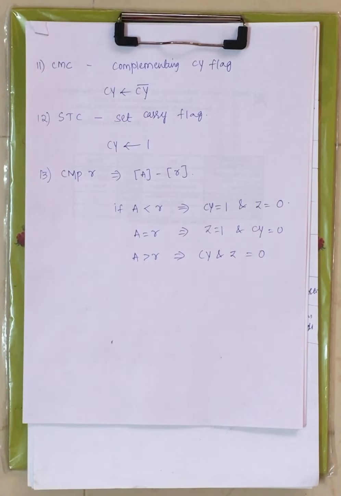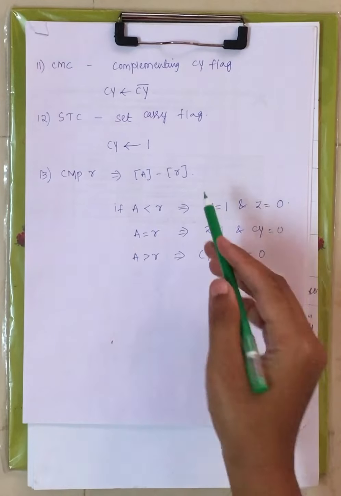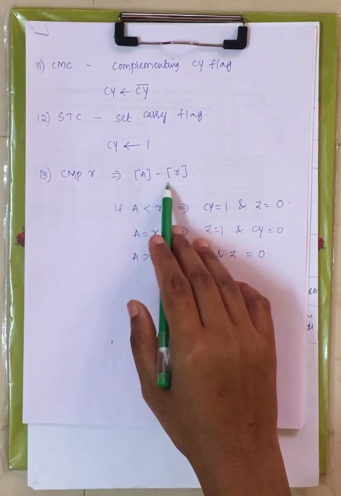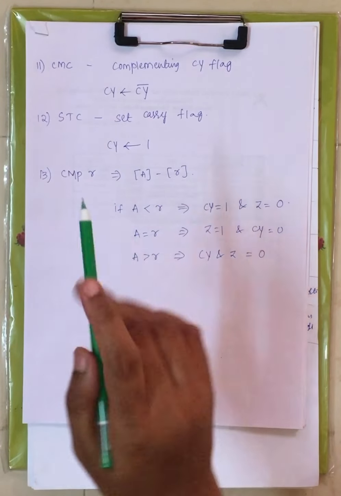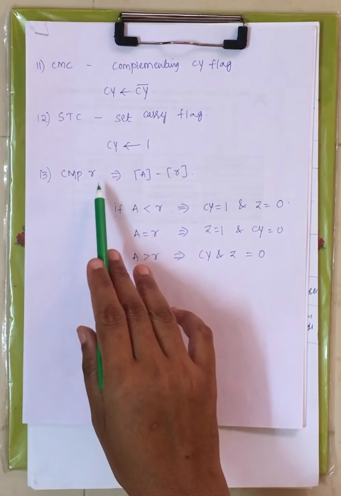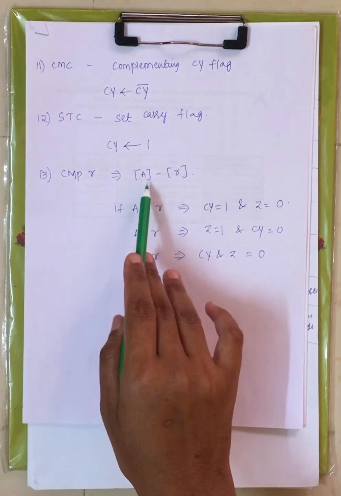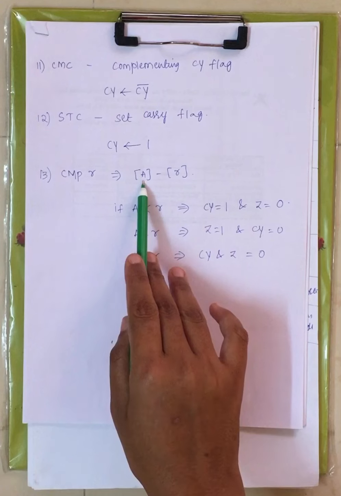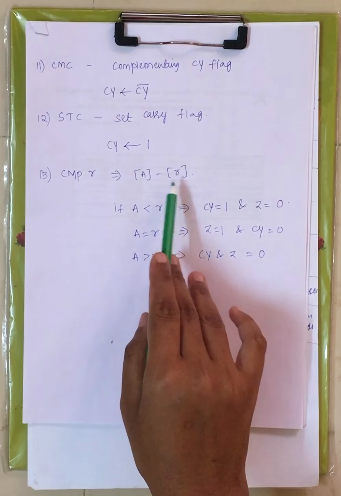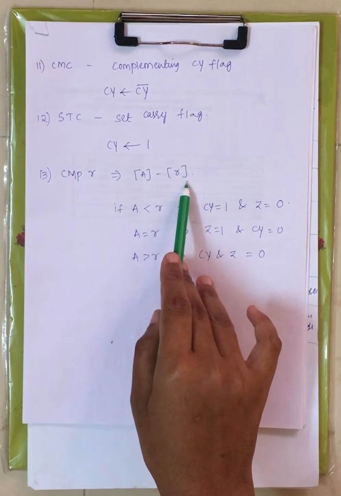Now what will CMPR do? It will compare the contents of the accumulator with the contents of register R by using the subtraction operation. CMPR is the instruction which is used to compare the contents of the accumulator with the contents of the register by using the operation of subtraction.